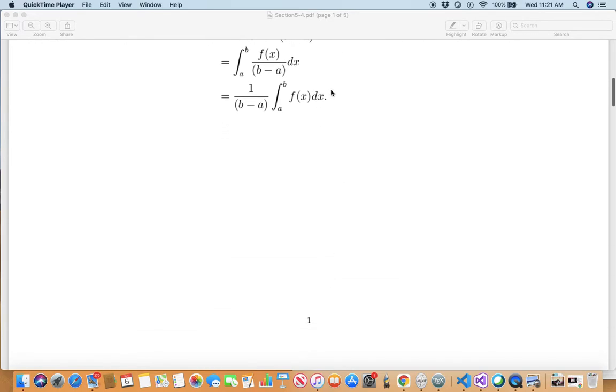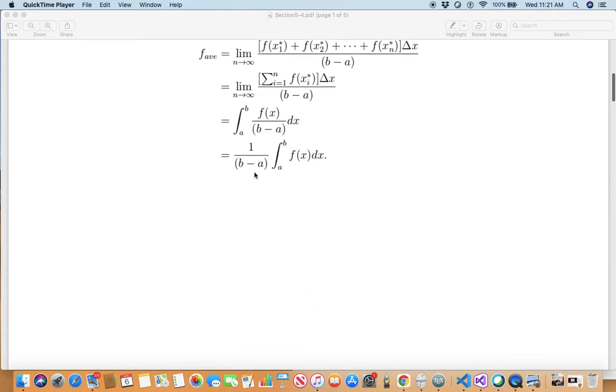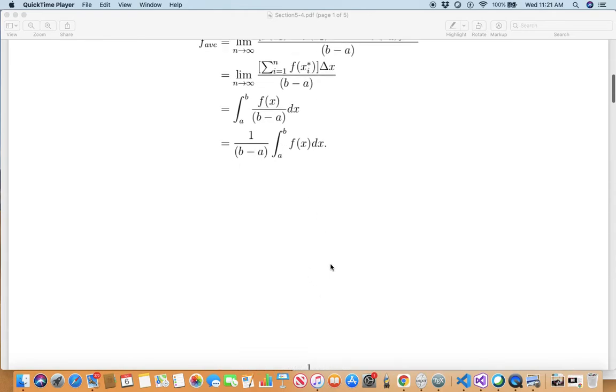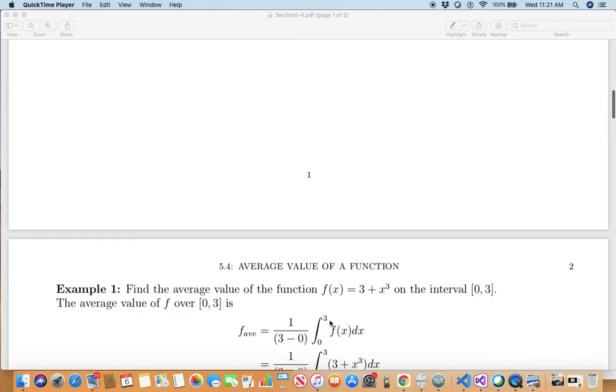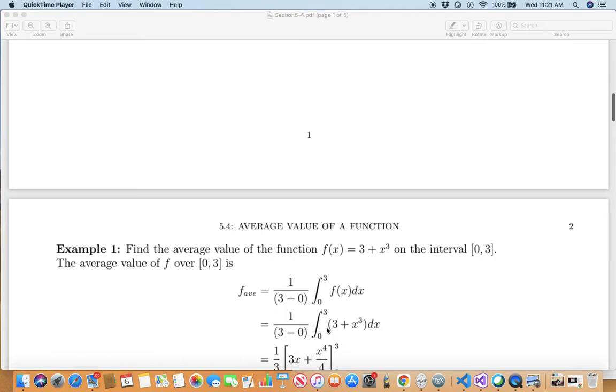For example, remember this. Find the average value of the function f of x equals 3 plus x cubed on the interval 0 to 3. I don't even need to graph this. Average value, by definition, is 1 over 3 minus 0, the length of the interval, then the integral with limits 0 to 3 of f of x dx. That's it. The rest is straightforward calculation.